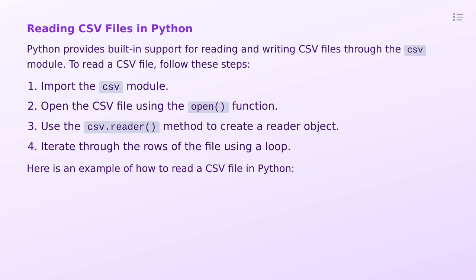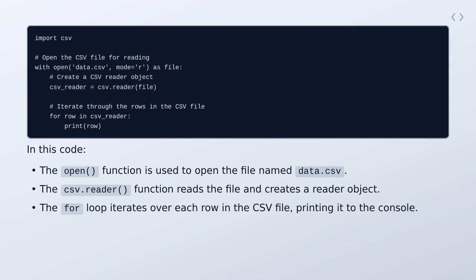Here is an example of how to read a CSV file in Python. The samples on screen walk through this step. Take a moment to read through them. In this code, first, the open function is used to open the file named data.csv. Also, the csv.reader function reads the file and creates a reader object. Finally, the for loop iterates over each row in the CSV file, printing it to the console.